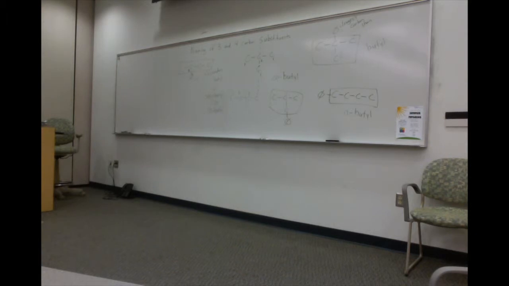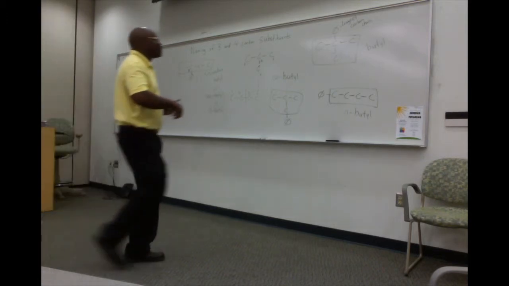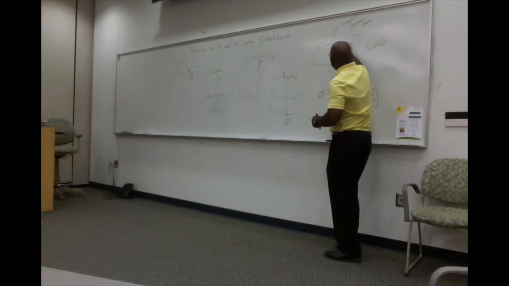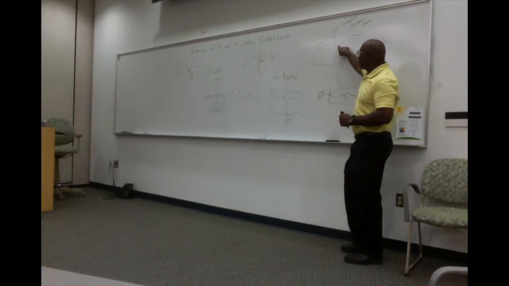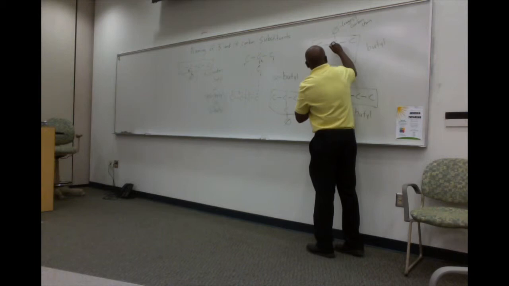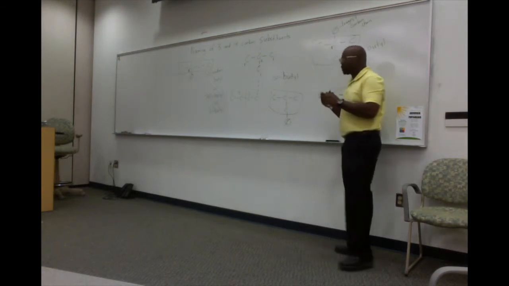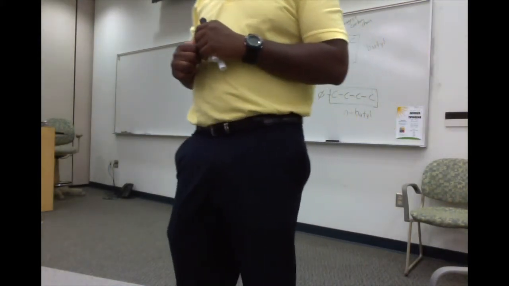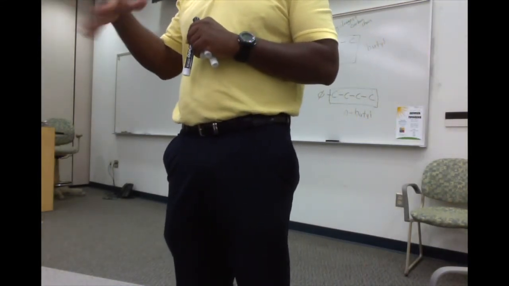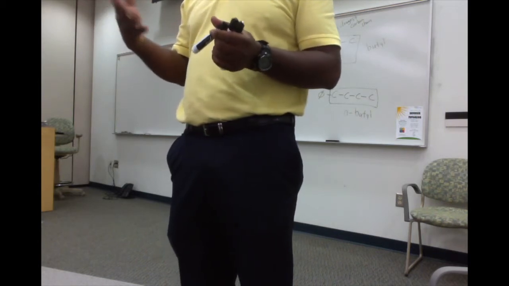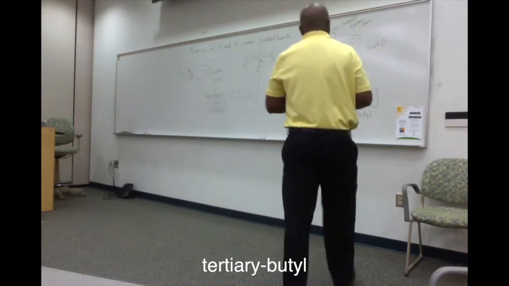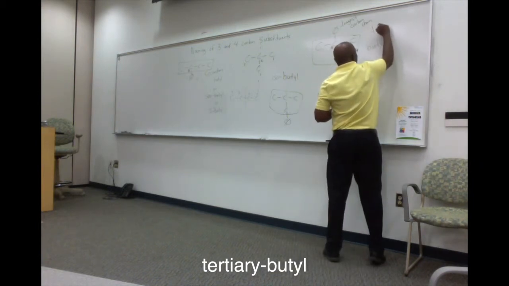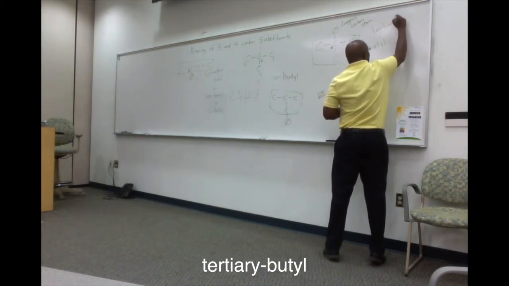If I'm now attached to carbon number two, that goes back to elementary school again. I'm going to find my longest carbon chain. I'm going to find the carbon on my branch. How many carbons are directly attached to the starred carbon atom? How many carbons are directly attached to this carbon atom? The name given to this is tertiary, like third grade, but tertiary as far as names. This is tertiary. Tertiary butyl.